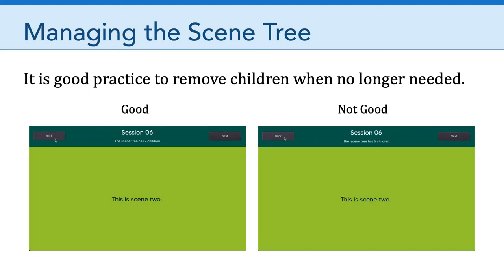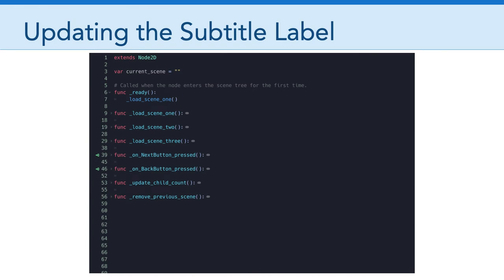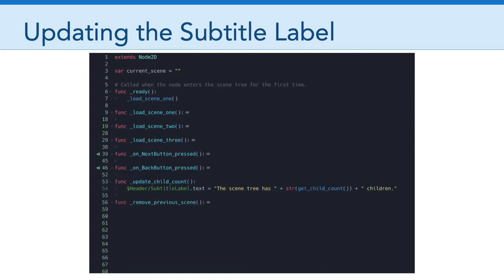So how might we go about doing that? First, let me show you how I kept track of how many children were in the scene tree. Let me show you this little bit of code here, and I want you to take a look at line 53. You can see I have a function, update child count. And what does that function do? Well, it does one thing, and that is line 54.